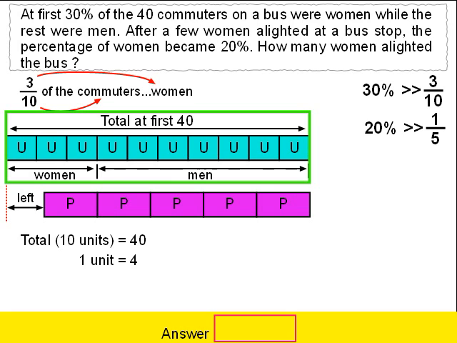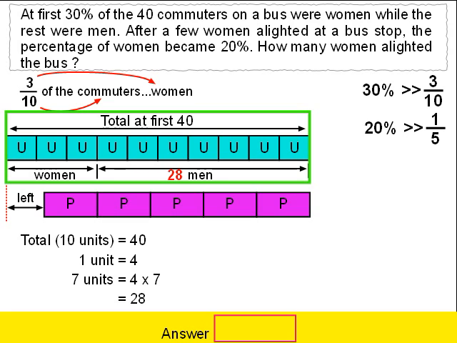Alright, so then when we multiply by 7 to get 7 units, we get 4 times 7, which is 28 people. Okay, so looking at the model again, 7 units of them are men. That means to say there were 28 men on the bus at first. Look here, put it down in the model.